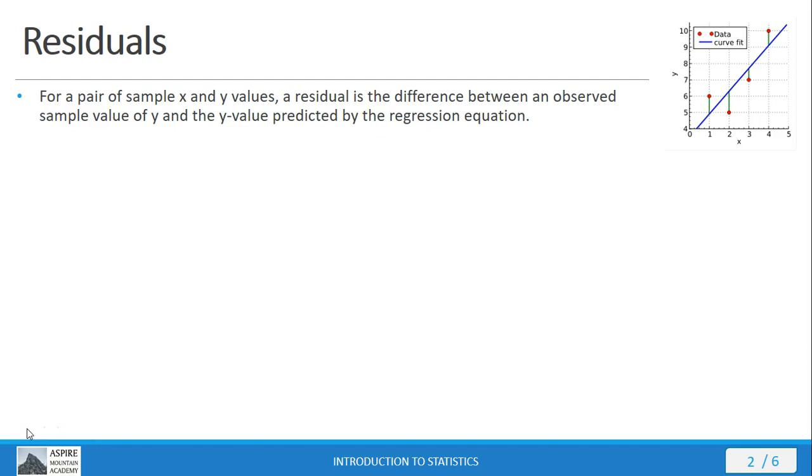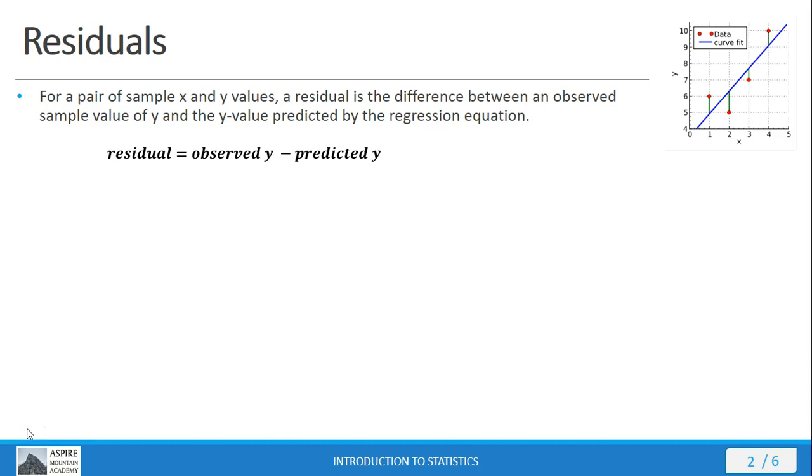So, first, in order to understand residual analysis, we have to understand what residuals are. Residuals are simply the difference between an observed value and the predicted value from the regression equation. And when I'm talking about values, I'm talking about the y portion of our ordered pairs. So the residual is simply the observed y value minus the predicted y value.